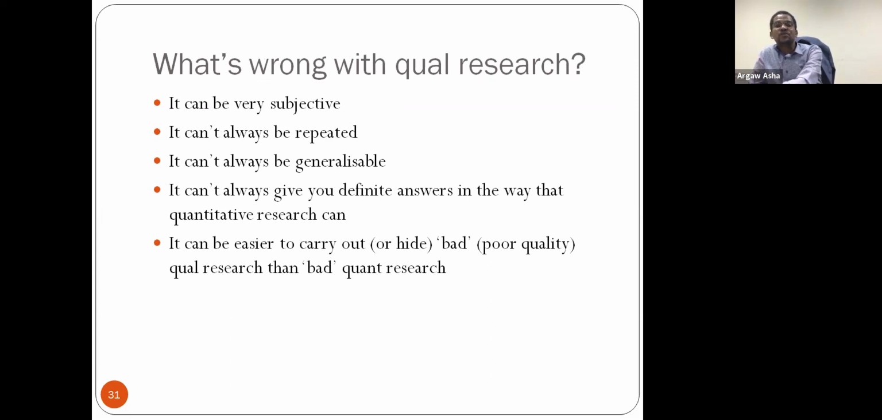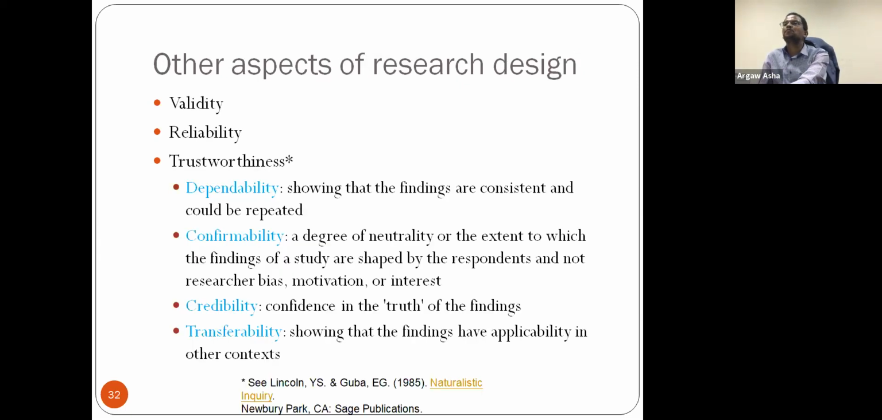When you talk about the wrong qualitative research approach, it can't be repeated. You are repeating the systems, but it can't be subjective. It should be objective, so that you can address your cases.